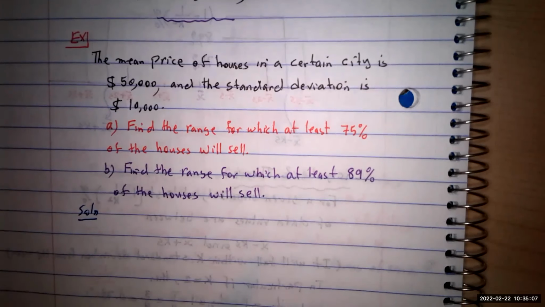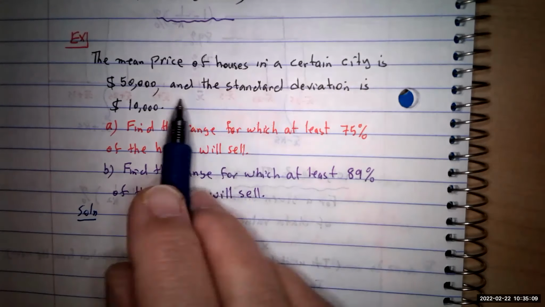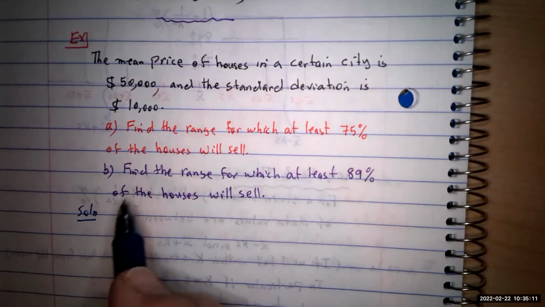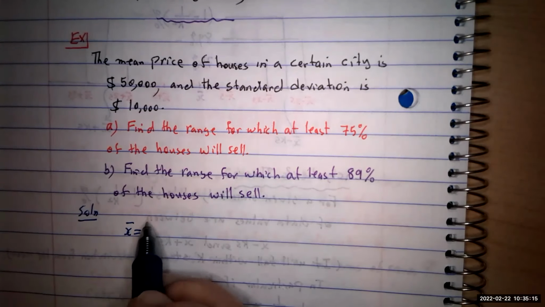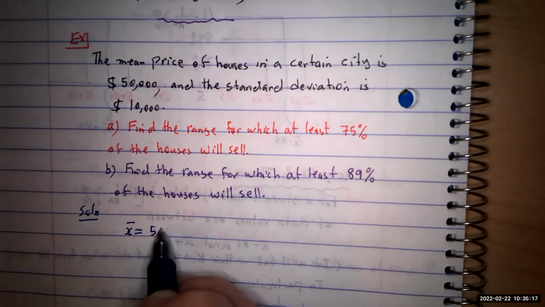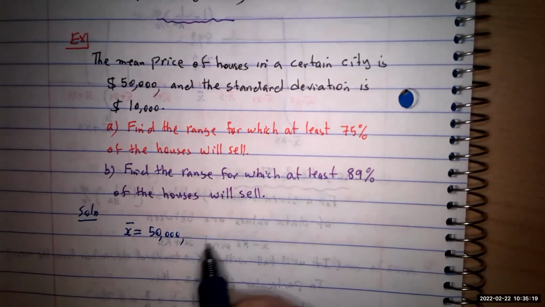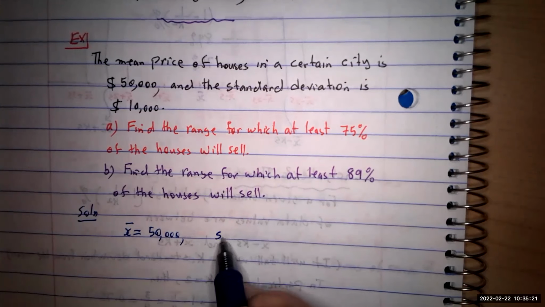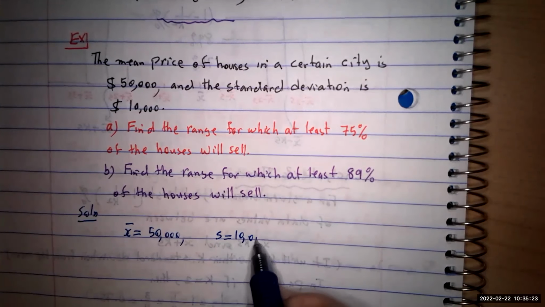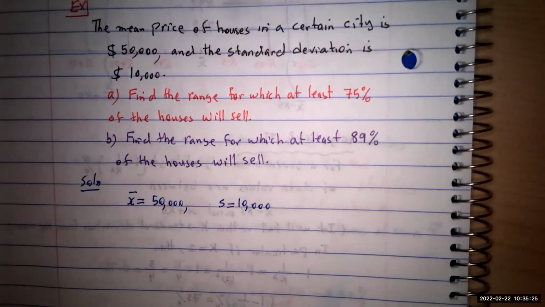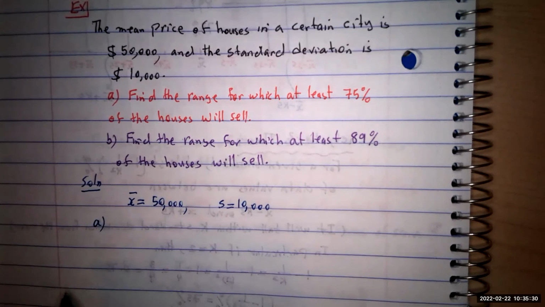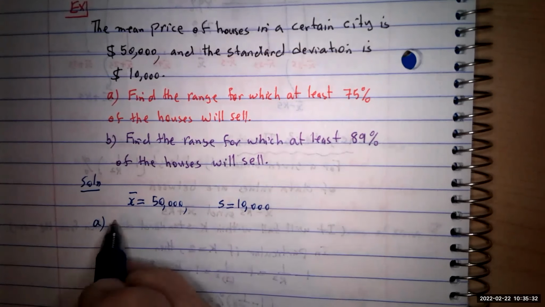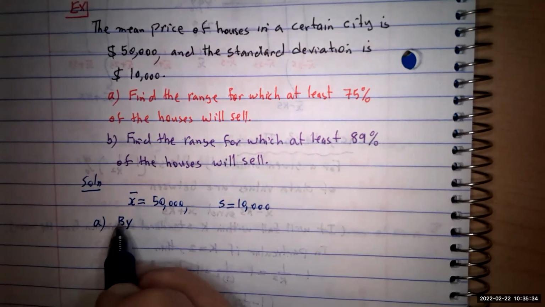Just do it. All the information that we have: generally we have the X bar, that's $50,000, and the standard deviation S of 10,000. So we go to part 1 and part 2. In part 1, 75%, I just explained it for you. You can do it right away.